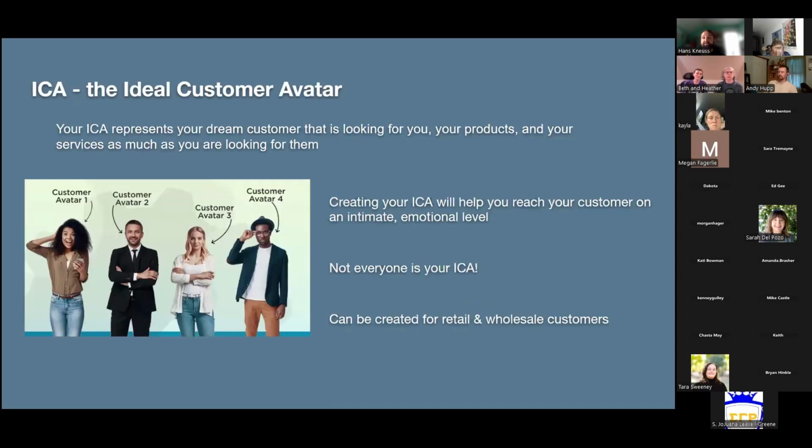So I'm going to go into the ICA, the Ideal Customer Avatar. This is a popular tool in marketing, and I'm just going to go over a little bit of how to create your ICA. This is your dream customer that is really looking for you as much as you're looking for them. This will help you connect on an emotional level that creates trust and a long-term relationship between you and your customers. It also helps you determine who's not your customer, what doesn't fit with you. This is for retail and wholesale customers. So even if something seems like a good opportunity, doing this evaluation will make you think about whether this is truly something that's going to fit well with my production.